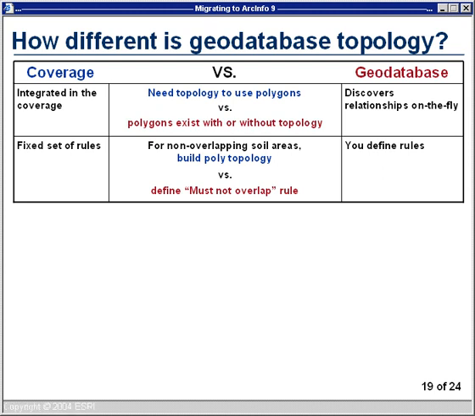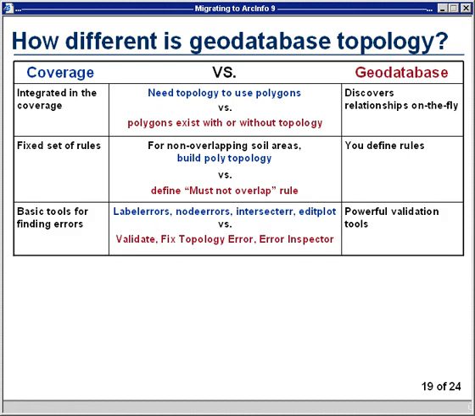So you have a lot more power, and it's a lot more powerful for you to define your own types of relationships to search for. For example, if soil polygons may not overlap each other, you could define a must not overlap rule, and this would be validated when you validate the topology. Anything that does overlap will be flagged as a potential error in your data.